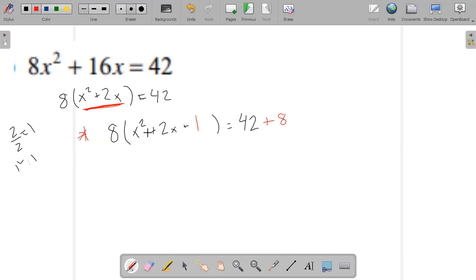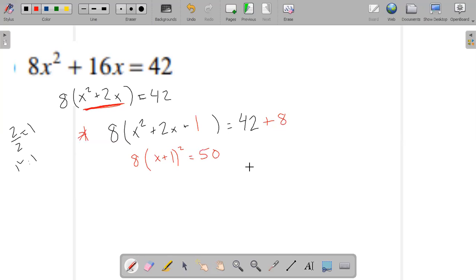Okay? So think about that again. If I have 8 over here and I have everything in parentheses, using the distributive property, I would have to distribute this 8 to every single thing on the inside of the parentheses. I am not adding 1 on the left side. I'm adding 8 distributed to 1, which would be 8. Okay? So now we can go through and factor just like we normally would. So now I'm going to leave that 8 on the outside. So 8 and then x plus 1 squared equals 42 plus 8 is 50.